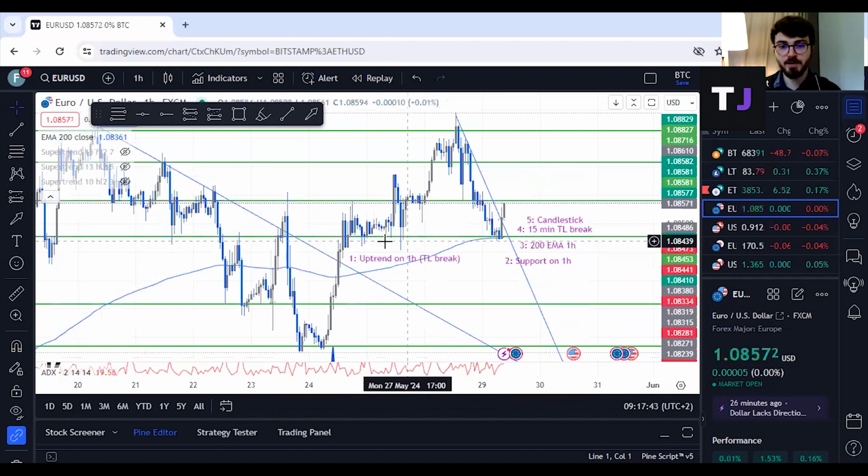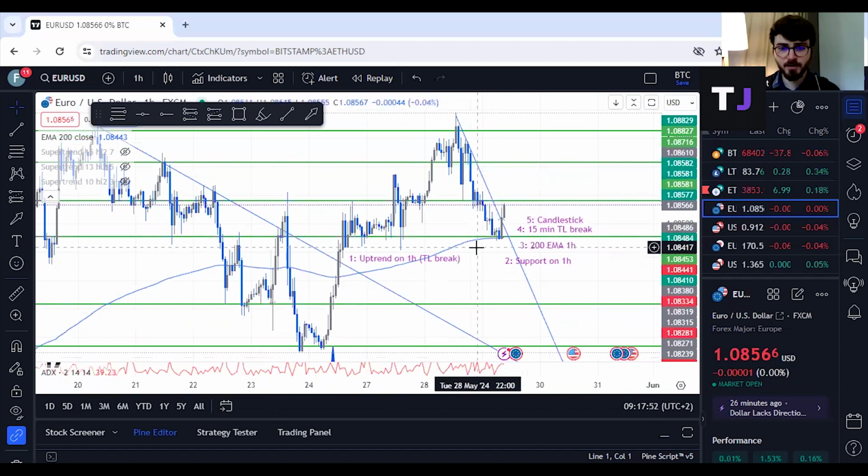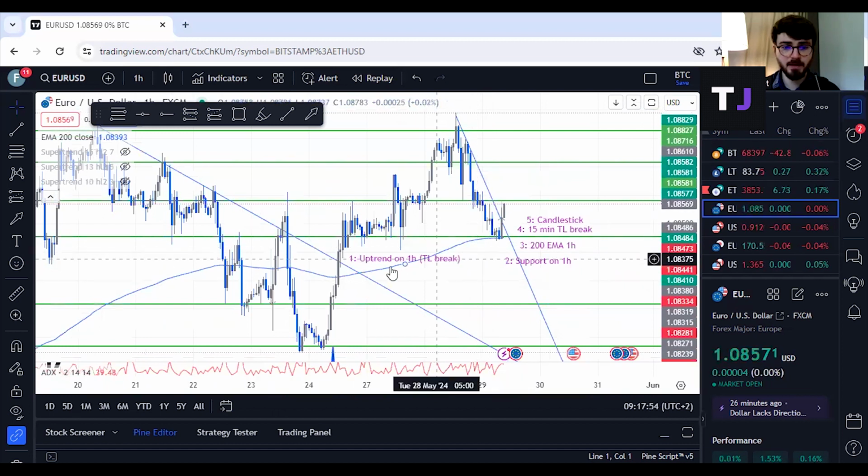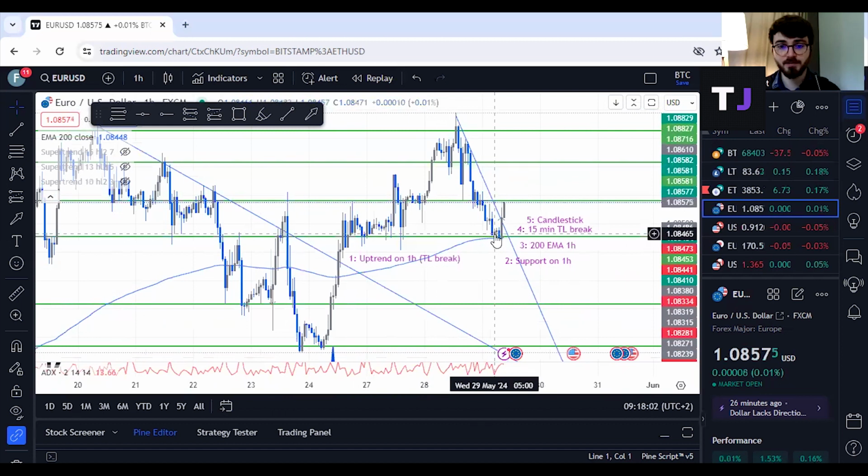I drew this support here. It's been respected many times around here with wicks. And so this was an area that I was waiting for the market to come back in. And on top of that, we have the 200 EMA here. You can see this line. And this 200 EMA is showing that there is probably going to be support. The price tends to react on it. So this paired with an already existing support, it was very likely that the price would shoot up.